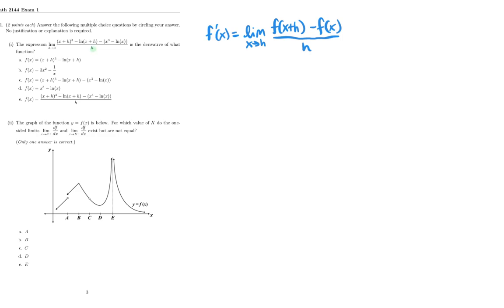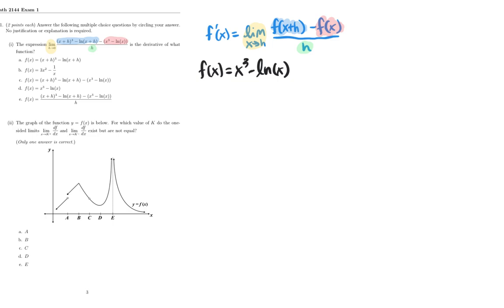So clearly this h matches that h. I can see that this limit as h goes to 0 matches with that. I can see that f of x should match with this portion of the definition. And then the x plus h, this part here, matches f of x plus h. When I see that, I'm just going to check, it looks to me like f of x is going to be equal to x cubed minus natural log of x.